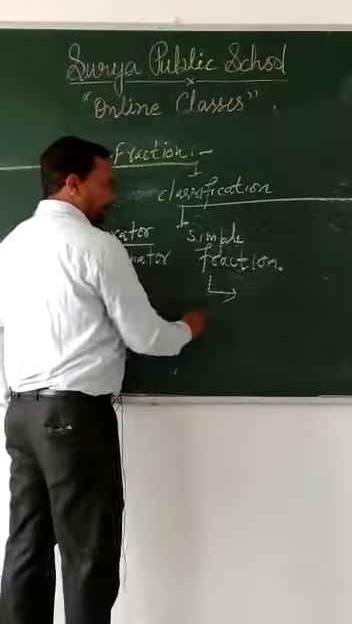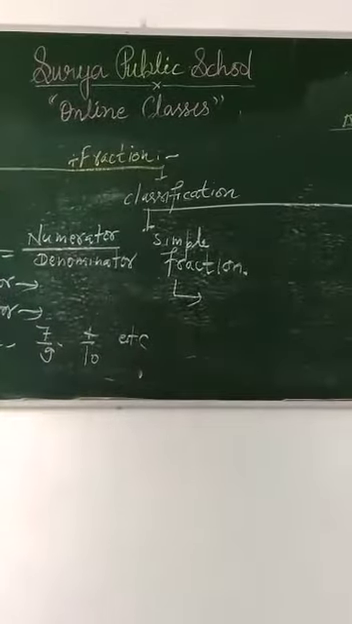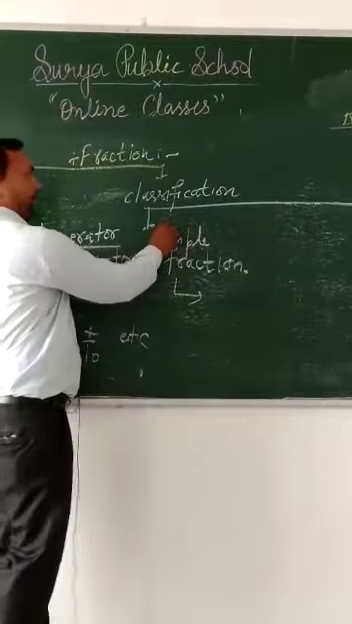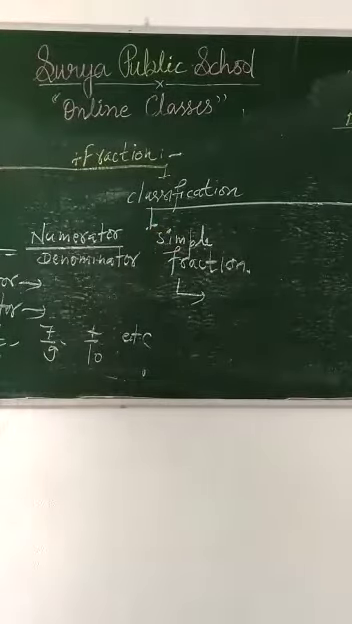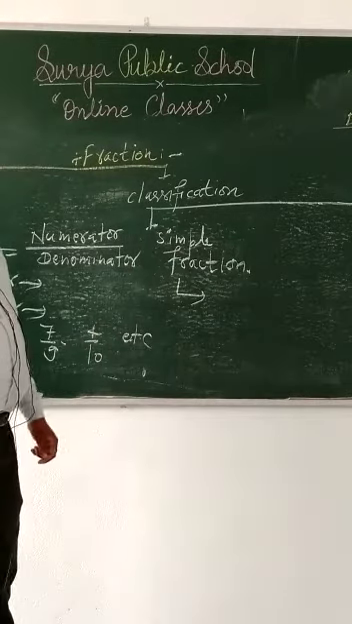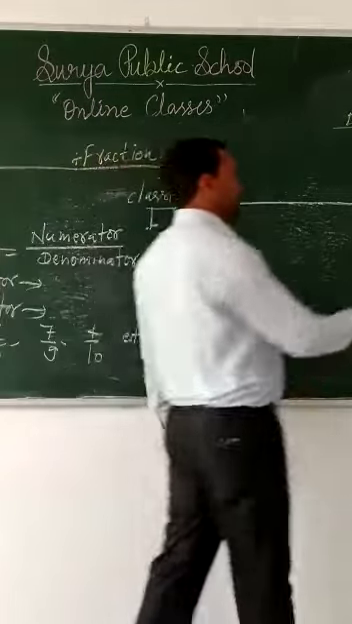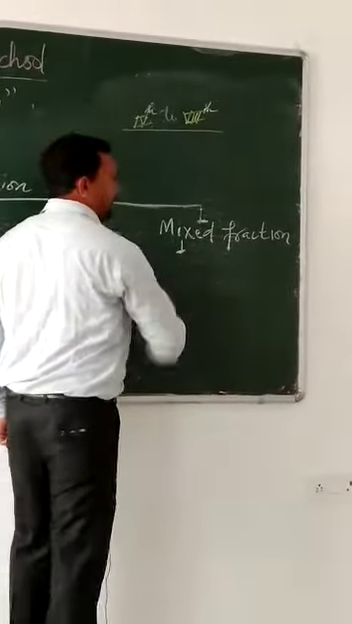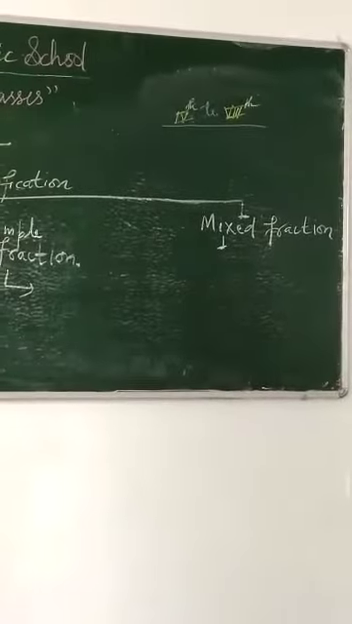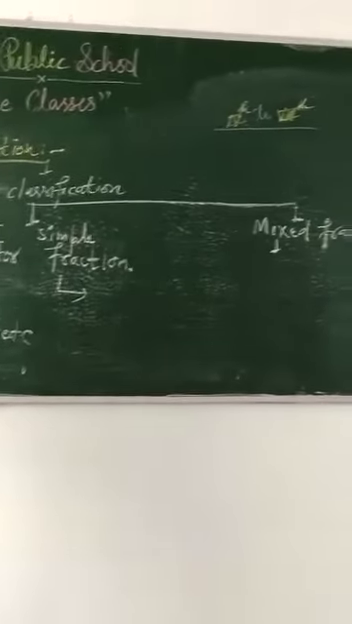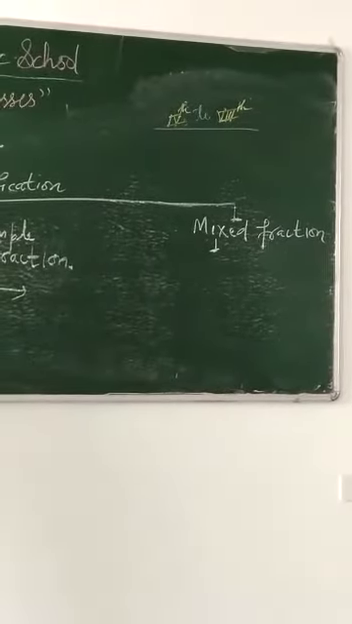Simple fractions. Simple fractions, we define that only the ratio of numerator and denominator is called a simple fraction, while mixed fractions is the combined form of a whole number and a simple fraction.